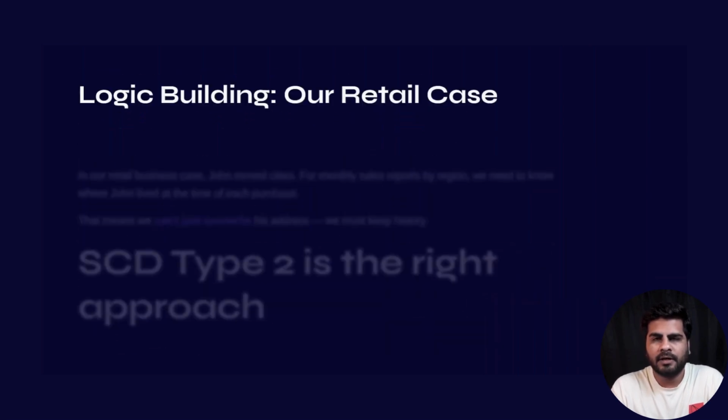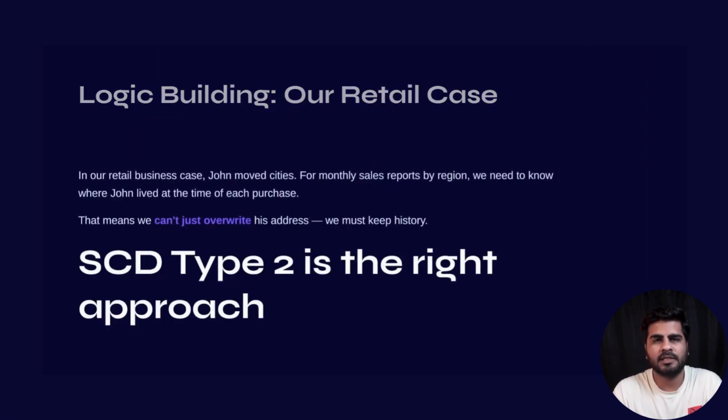So, in our retail business case, which SCD type is required? Well, the answer lies in the business requirement. If there is a business requirement that a regional sales report is required, then it is important for us to know which region John lived in when he purchased an item. So, the answer is very clear. We need to track the history. In this case, SCD type 2 is the right approach.